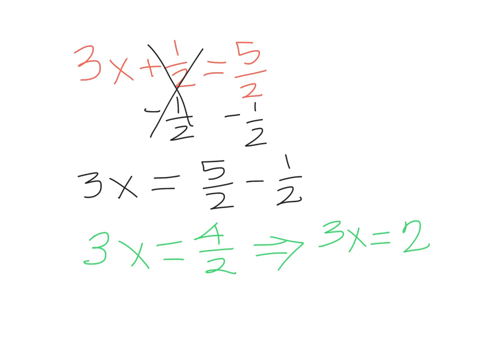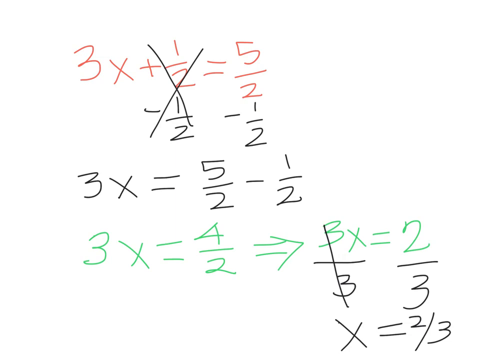Now x still isn't by itself, so I'm not done yet. I have to undo that 3 that's attached to the x. 3 is attached to the x with multiplication, so I undo multiplication with division. So I'm going to divide both sides by 3, and then I'm left with x equals a positive 2/3 as my final answer. And again, you can plug that 2/3 into your original equation, and 2/3 times 3 plus 1/2 should give you 5/2, and it does in this case.